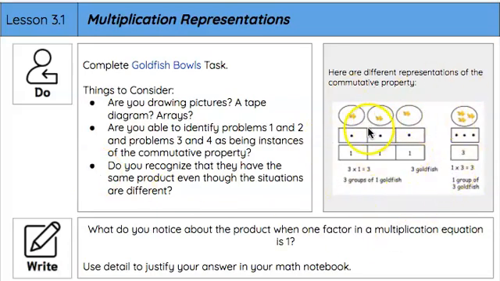Here's an example of the different representations of the commutative property. 3 times 1 equals 3, and 1 times 3 equals 3. Remember, the order does not change the value.